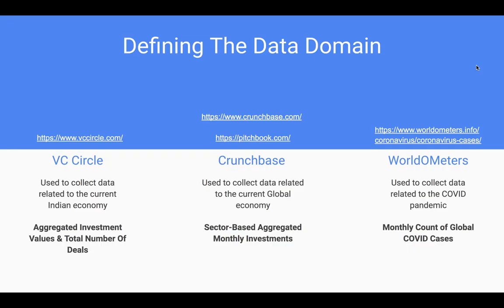So looking at the data domain, the first thing we used was VC Circle. We used this to collect data related to the current Indian economy. So we'll be looking at this later, but we've been looking at things like aggregated investment values and the total number of deals. Next, for all of the stuff related to the global economy, we used Crunchbase and PitchBook. Mainly, this is for sector-based aggregated monthly investments. Finally, all information related to the COVID pandemic was found from Worldometers.